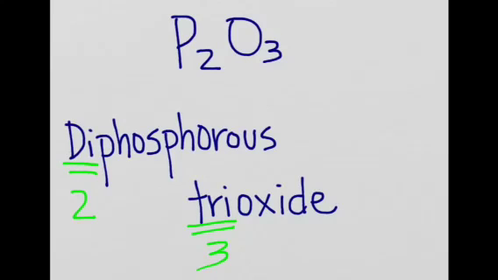So the name of this compound turns out to be diphosphorus trioxide, and once again, as you've seen in the ionic naming convention, the second nonmetal changes its ending to IDE in order to indicate that it's part of a compound.